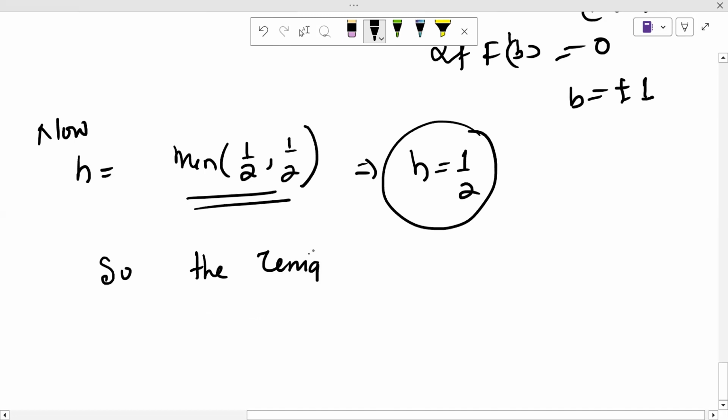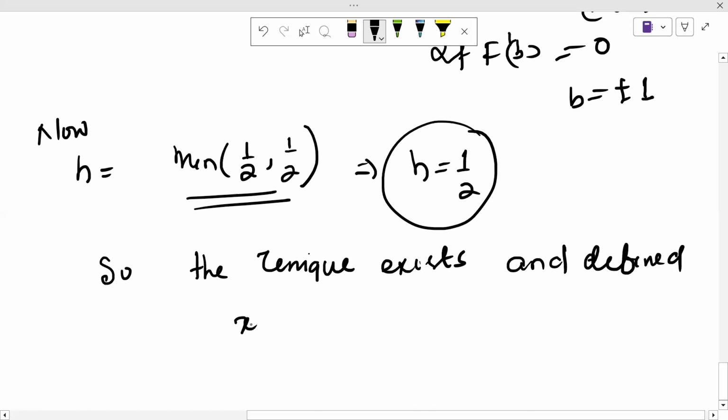Minus 1, the negative value, we will not consider here. A negative value cannot exist. In our quadratic, what do we say? a, b both are positive. So the unique solution exists and is defined: mod of x is less than or equal to h, and that implies mod of x is less than or equal to half.